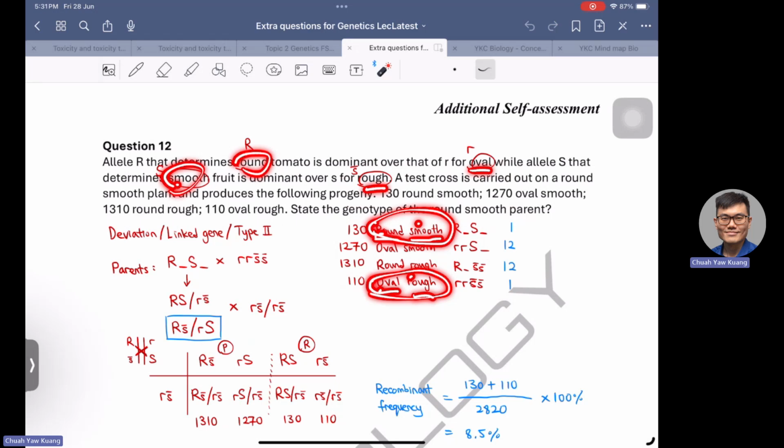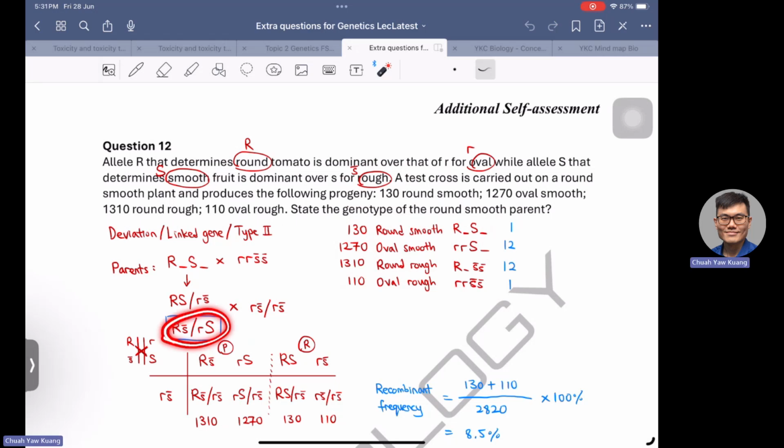So for those offspring with both dominant and both recessive, if their ratio is smaller, then that means the parent will have this type of genotype. One of the parents must have this type of heterozygous genotype. That means one dominant and one recessive on the same chromosome, and then one recessive and one dominant on the other chromosome.